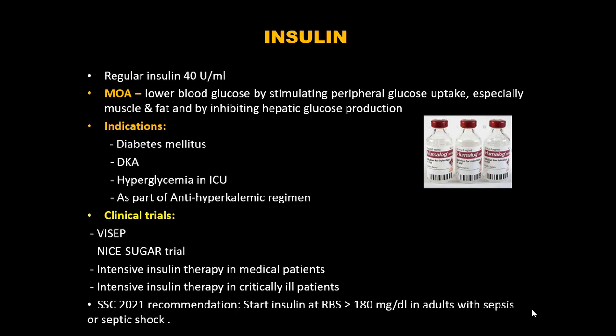Insulin, the regular insulin available in our ICU is 40 units per ml. Indications are all hyperglycemic emergencies related to diabetes as well as maintenance of normoglycemia in ICU and as a part of anti-hyperkalemic regimen. Clinical trials to go through are NICE-SUGAR and the Leuven trials. Surviving Sepsis Campaign 2021 recommends start insulin at a random blood sugar of more than 180 in patients with sepsis and septic shock.